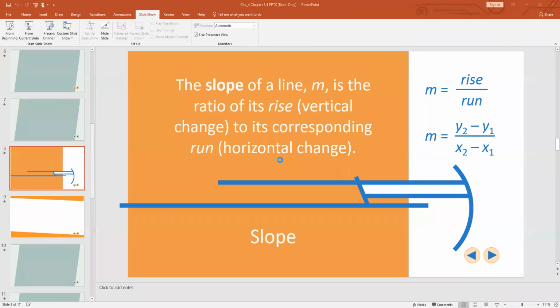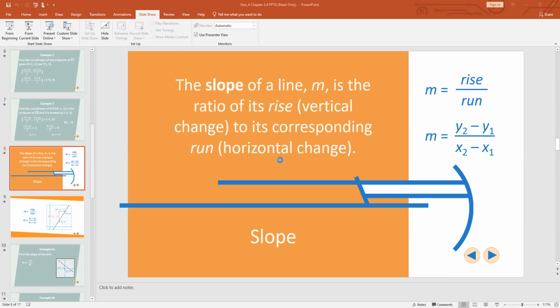That's what we want. Okay, so slope, the slope of a line, we're saying that line is named M, is the ratio of its rise, which is its vertical change, to its corresponding run, which is what we call the horizontal change. Which part of the Cartesian plane is vertical? Which axis? Y. Which one is horizontal? X. So we always do horizontal to vertical.